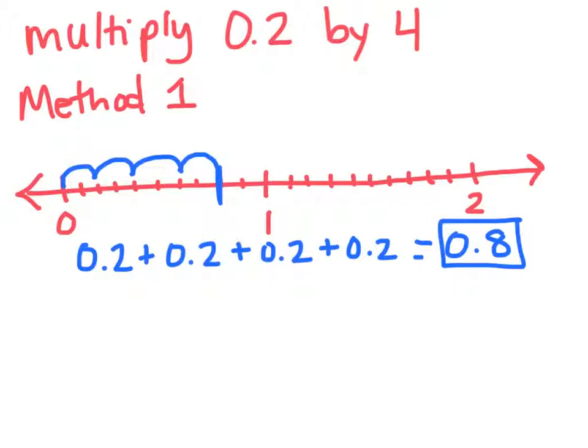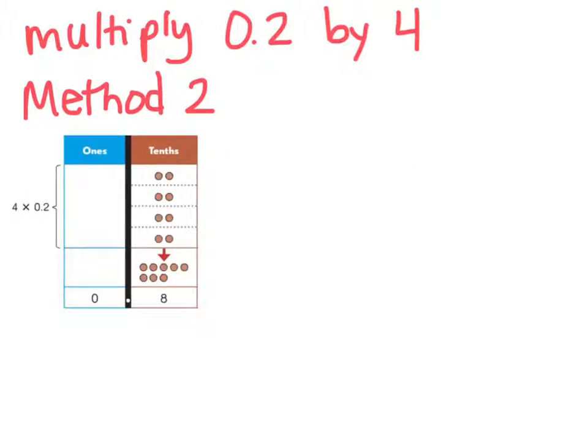Now let's go on to method 2. Method 2 uses a place value chart. This is easier to use when you're multiplying really large numbers because it helps you to visualize exactly where your quantities are landing in your place value chart. So here we have a drawing with our 2 tenths marked 4 times. We can see that we add them all together to create 8 tenths in this box, giving us a final answer of 0.8 or 8 tenths.